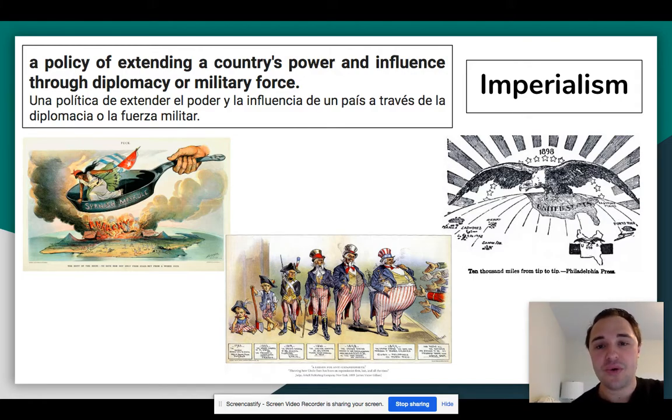Resources is very important when we talk about imperialism, and was very important when we discussed it last year. And then here we have a graphic that is specifically dedicated to this war.